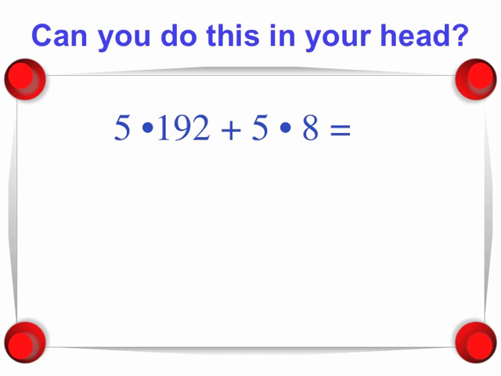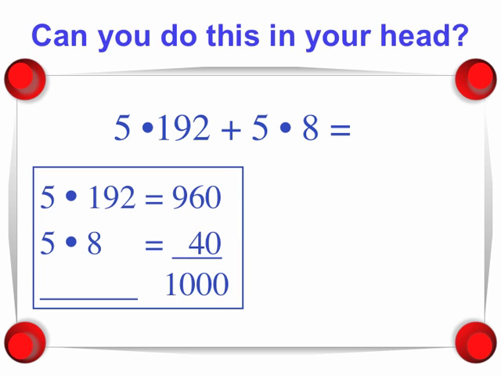What I'll suggest to you is that if you're doing any of that kind of thinking, it's good mathematical thinking that misses a much easier way to do this problem. So one way you could do this problem is, in your head, you might be able to multiply 5 times 192, and that gives you 960. You probably know that 5 times 8 is 40, and you can add those two up and get 1,000.